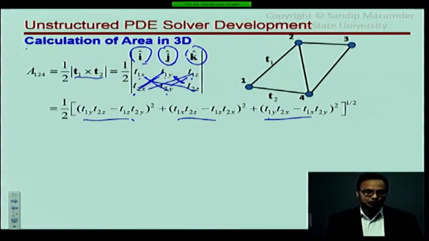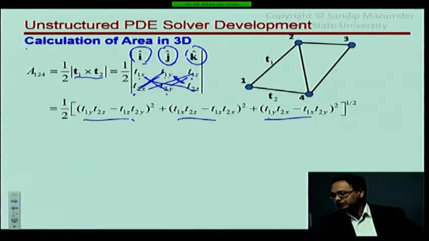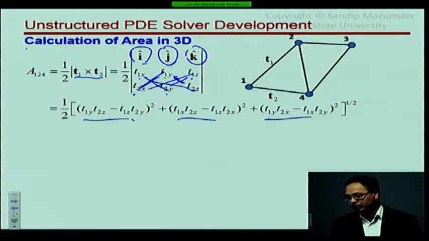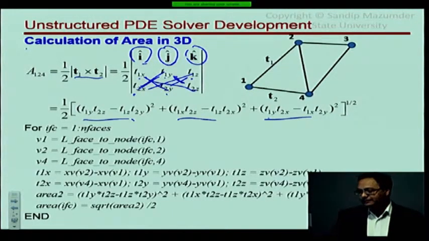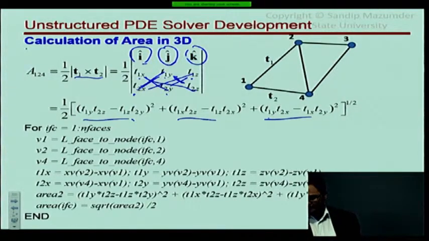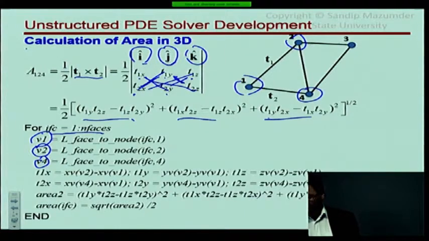And then you square and add them because you're calculating the magnitude, and then finally take the square root. Okay, so that's your area for one of the triangles. Okay, how do you code it up? Well, again, same thing. You're looping over all the faces. Okay, you're getting the indices of vertex 1, vertex 2, vertex 4. That's this, this, this. From the connectivity information, the same one that I showed you in 2D.